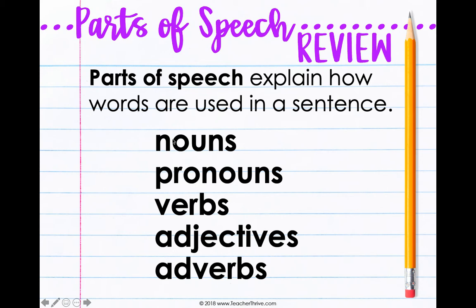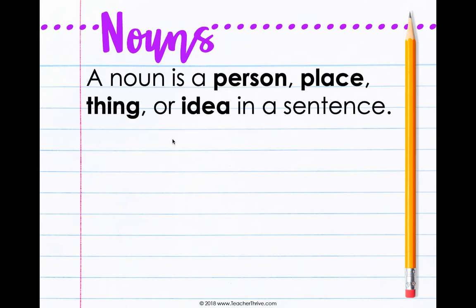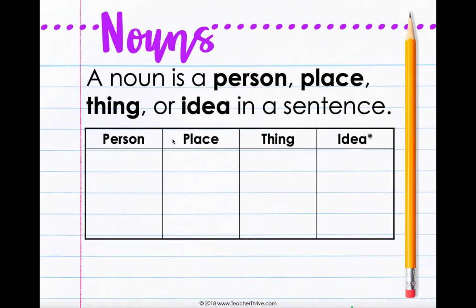I want you to take just a second. Okay, what is a noun? Okay, let's see if you got it right. So, nouns. A noun is a person, place, thing, or idea in a sentence. So, any word that is a person, a place, a thing, or an idea that you see in a sentence, that is going to be a noun.